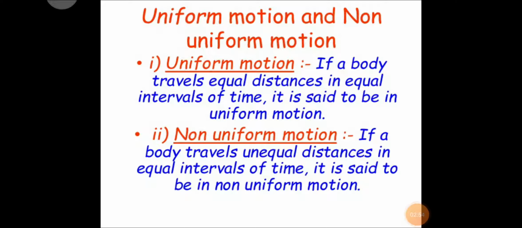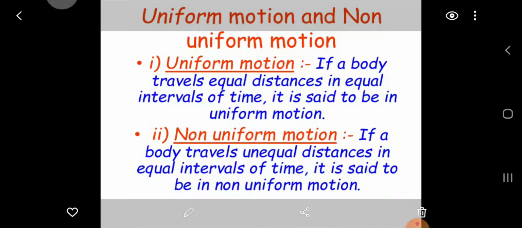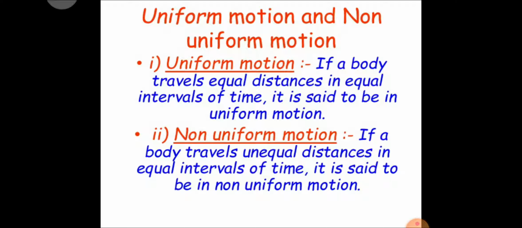Now we have two types of motion: uniform motion and non-uniform motion. First, uniform motion: if a body travels equal distances in equal intervals of time, it is said to be in uniform motion. Second, non-uniform motion: if a body travels unequal distances in equal intervals of time, it is said to be in non-uniform motion. So here we can see that in non-uniform motion the body travels unequal distances in equal intervals of time, but in uniform motion the body travels equal distances in equal intervals of time.